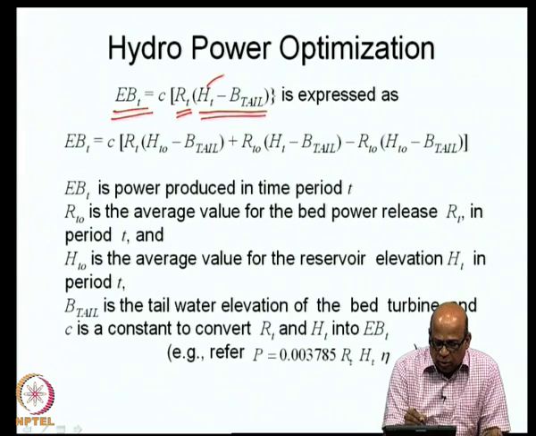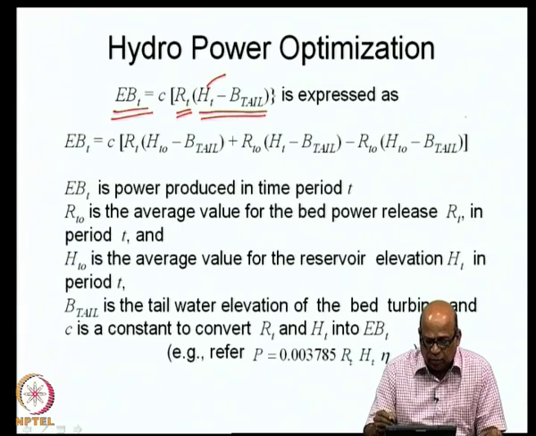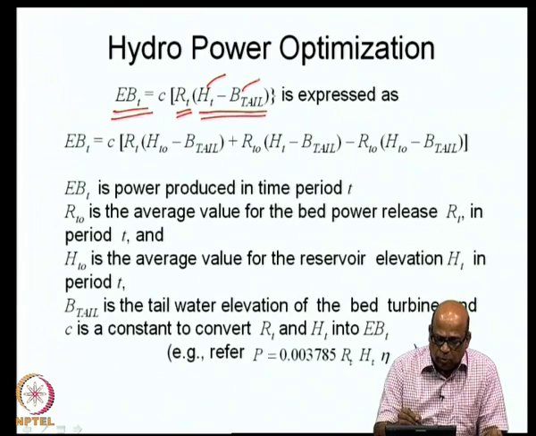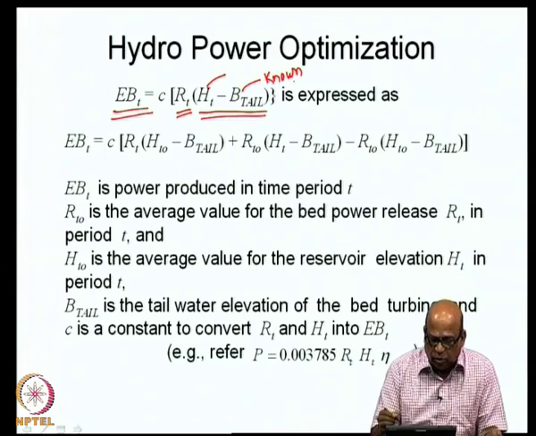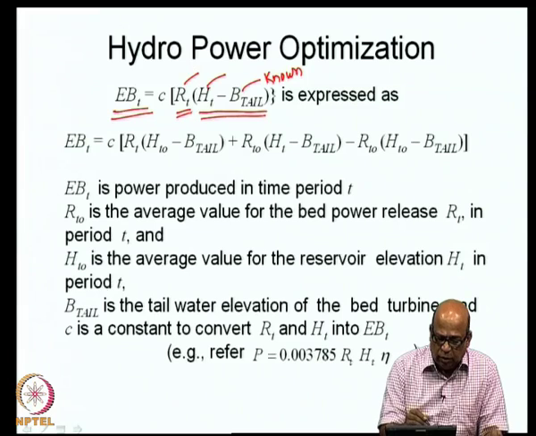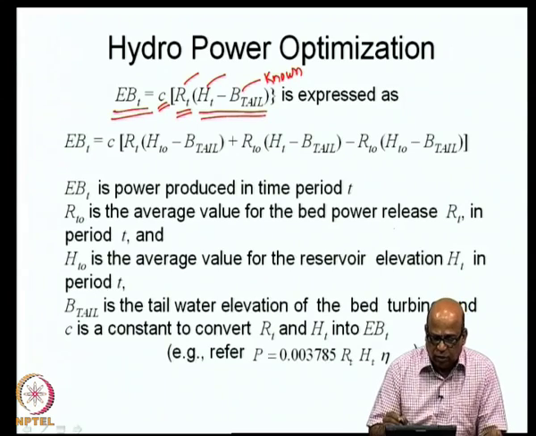Ht is unknown head which is dependent on the storage at the beginning of time period t as well as beginning of time period t plus 1. B tail is known, this is a feature of the powerhouse, therefore, the tailwater level is known. This is unknown and therefore, this is a nonlinear function and there is a constant C here which will convert the net head and the discharge, the product of that, into the power that is generated.